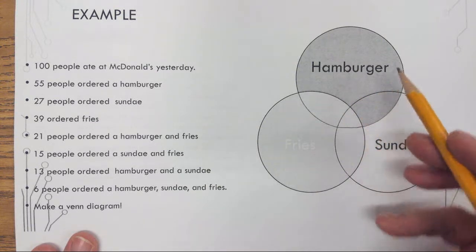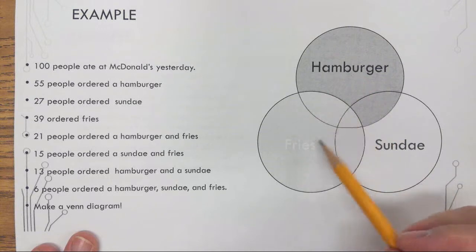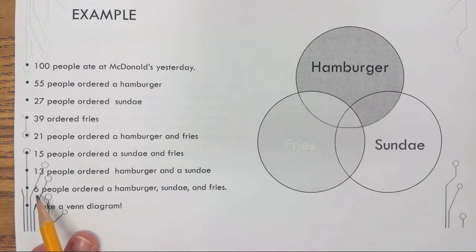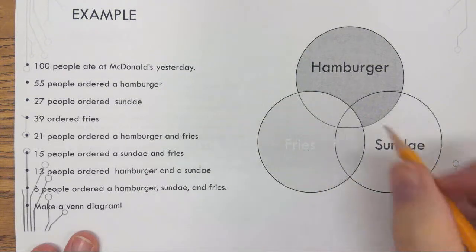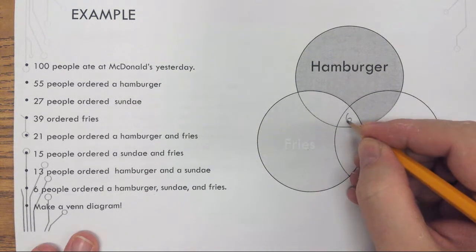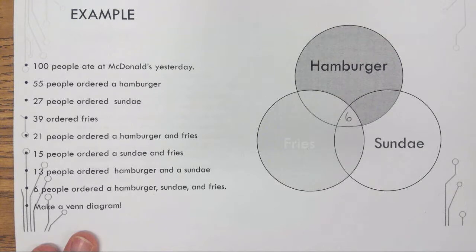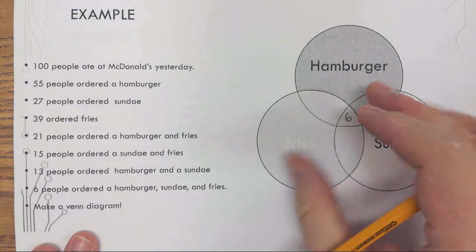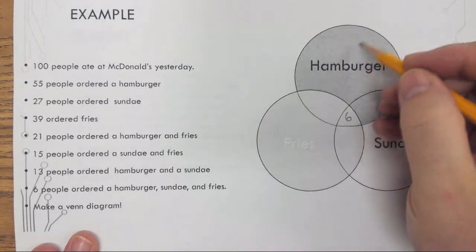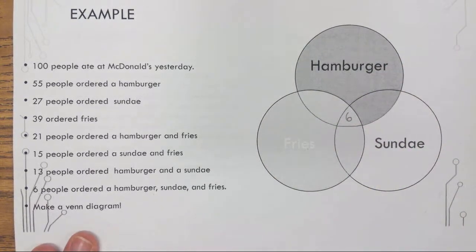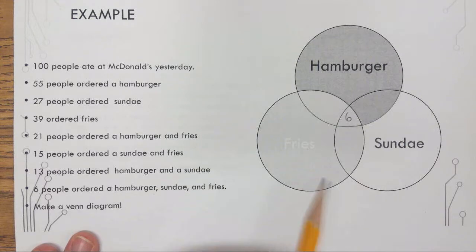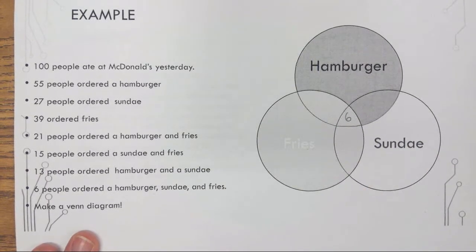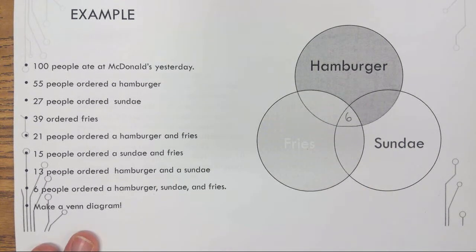So, how many people ordered a hamburger, fries, and a sundae? Right there, it tells us 6 people ordered a hamburger, sundae, and fries. Right there. So that's where I'm going to put my 6 at. Always start from the inside and work your way out. Don't label numbers out here first. Start from the inside, the innermost, and work your way out. Okay? So otherwise it'll get confusing for you.